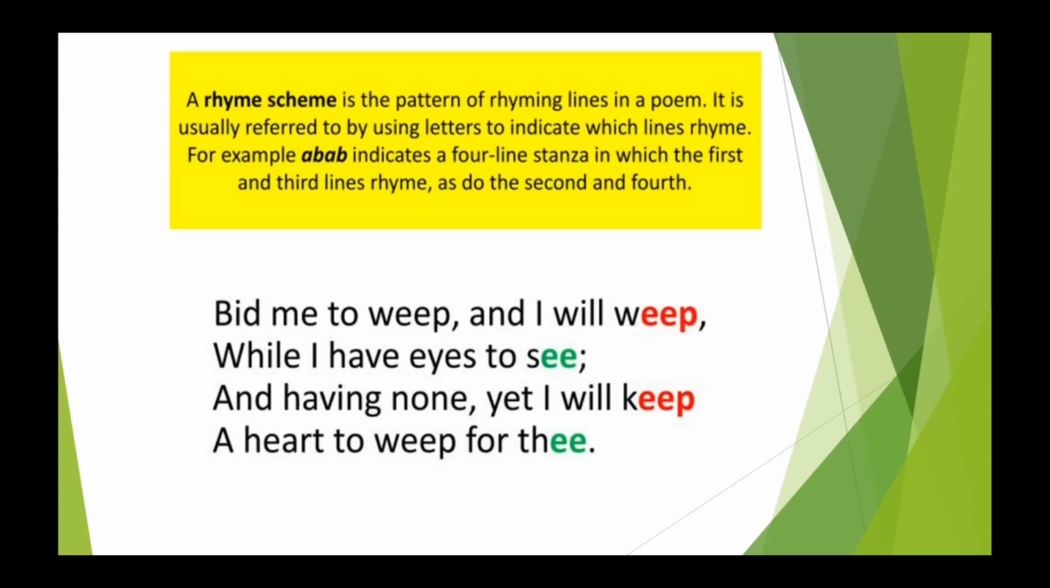Now, in the third line, the last word is keep, which rhymes with the word weep. So, the third line will be A, and in the last line the last word is thee, which rhymes with see. So, B. So, the rhyme scheme of this poem is also ABAB. Now, come to the next poem.